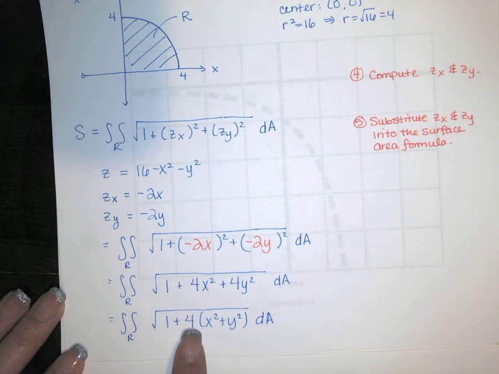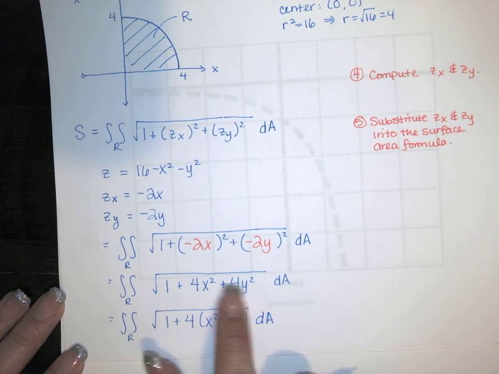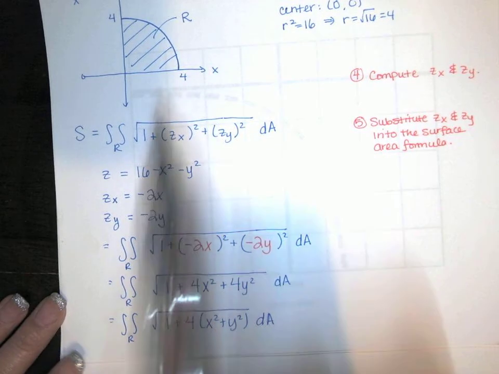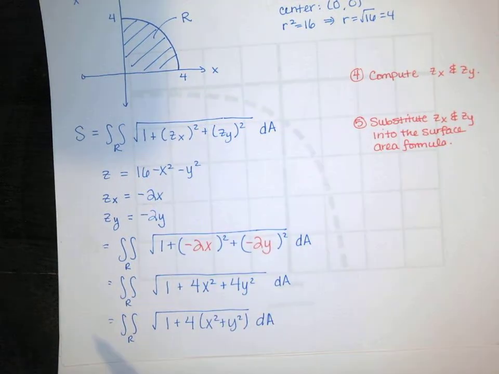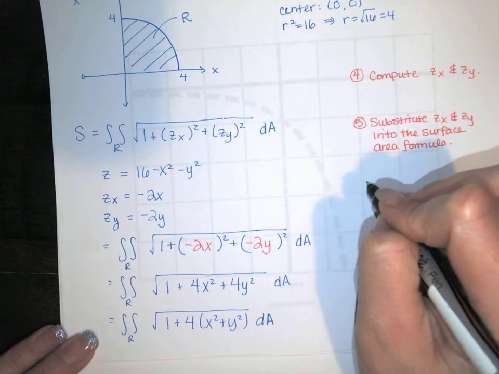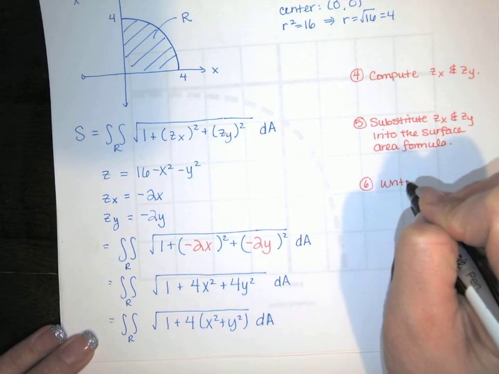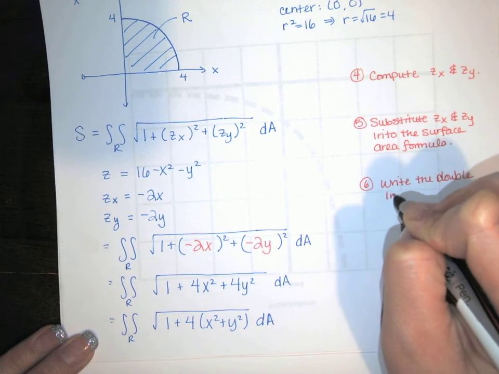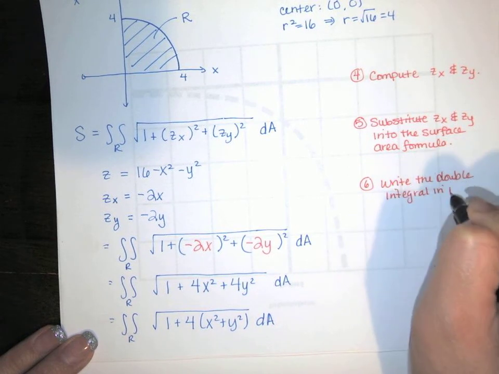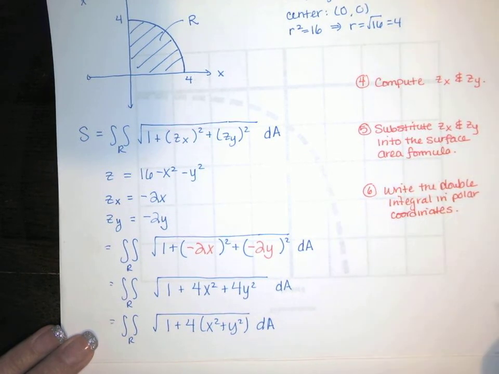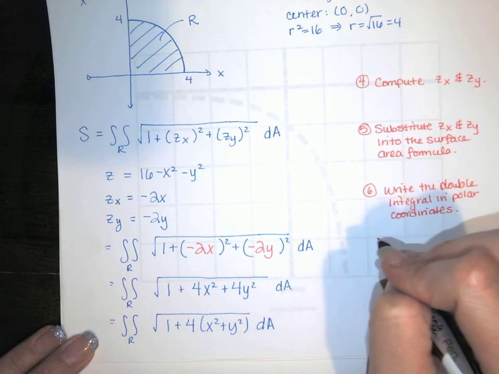If this was 4x squared plus 4y squared like this, and I'm integrating with respect to x or y, that's a trig sub. So you don't want to have to do trig sub. We can get around that by switching to polar coordinates. So since we're switching to polar coordinates, we need 3 things. We need bounds for r.